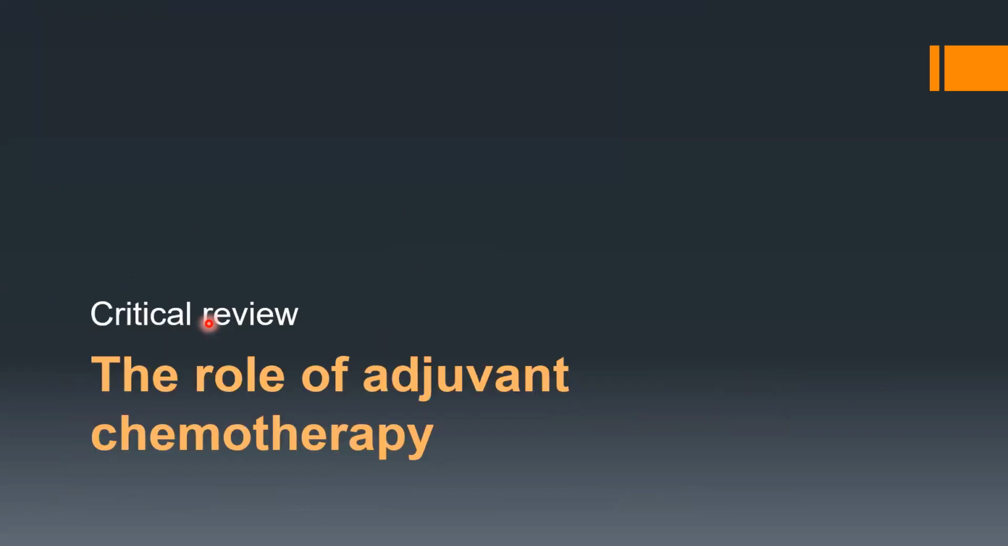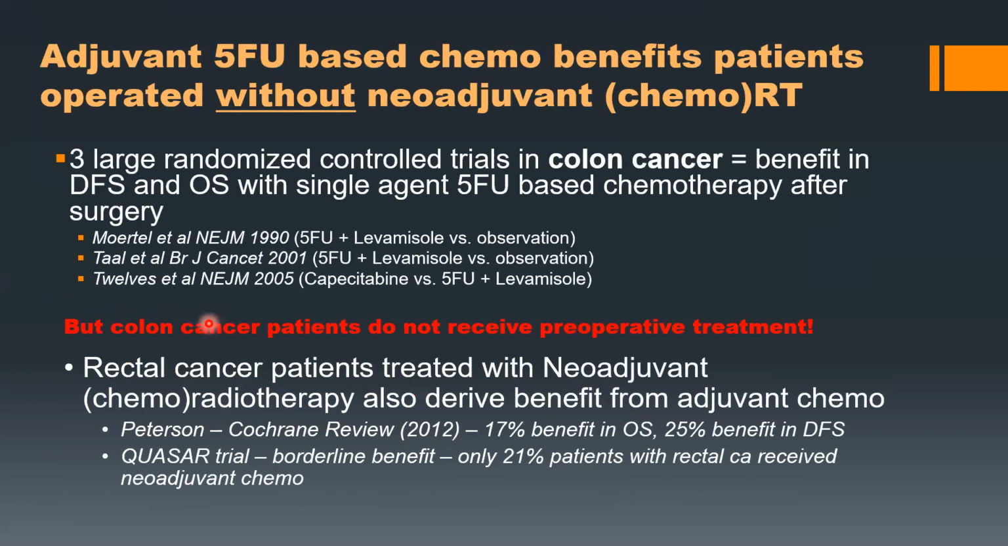Finally, we come to the role of adjuvant chemotherapy. Now, unlike colon cancer, where there is no neoadjuvant treatment, there was till recently no evidence specifically for rectal cancer on the benefit of adjuvant chemotherapy. In colon cancer, we have 3 large randomized control trials which show that there is a benefit of giving 5-FU-based chemotherapy or 5-FU and capecitabine-based chemotherapy after surgery.